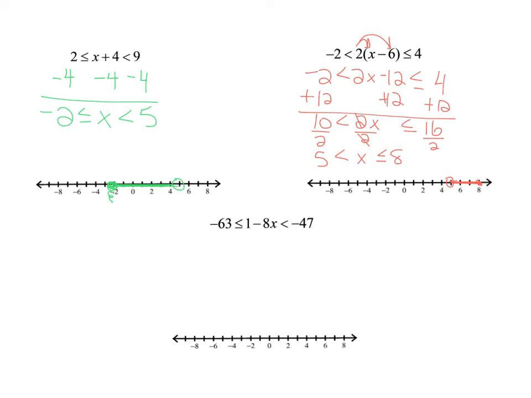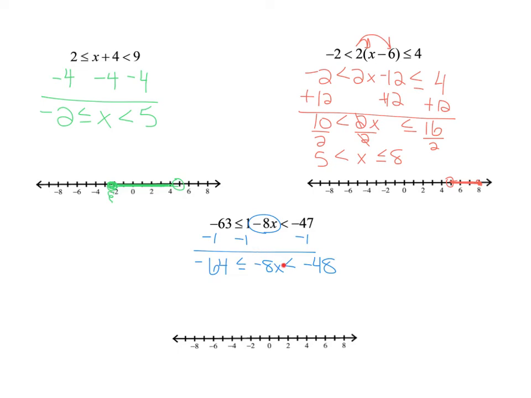Okay, let's look at one more. Go to the middle. 1 minus 8x. I've got to isolate x, so I'm going to have to get rid of this 1 first. I'm going to subtract 1 from all 3 parts. Negative 63 minus 1 is negative 64, is less than or equal to negative 8x. Don't lose that minus sign. Is less than negative 47 minus 1 is negative 48.